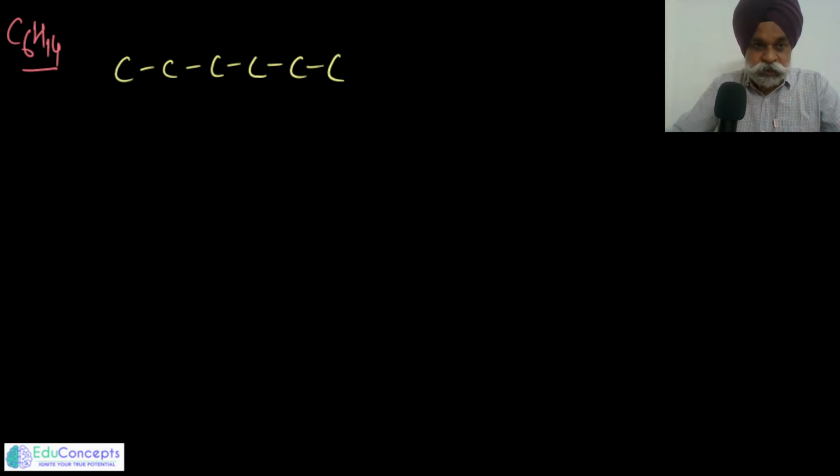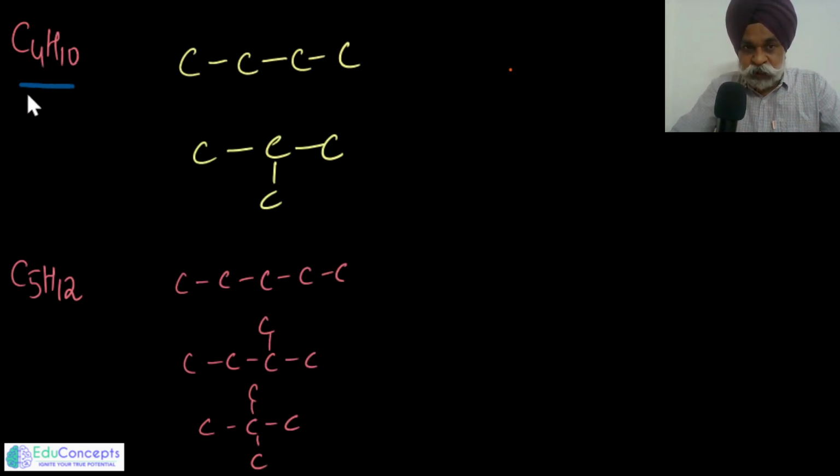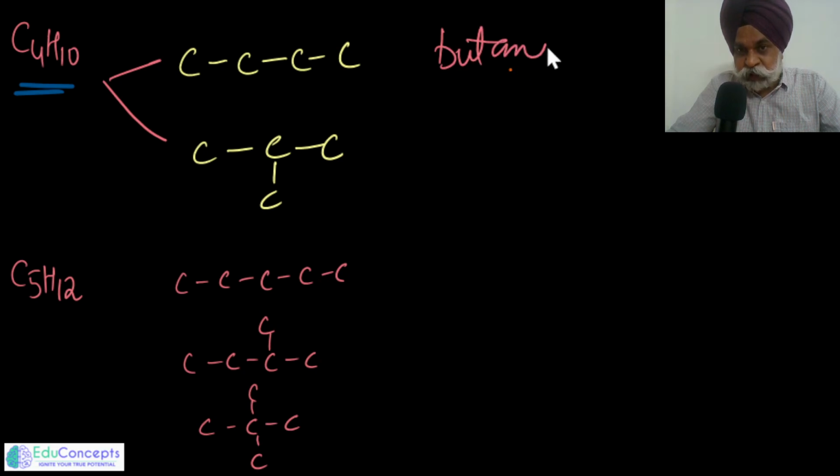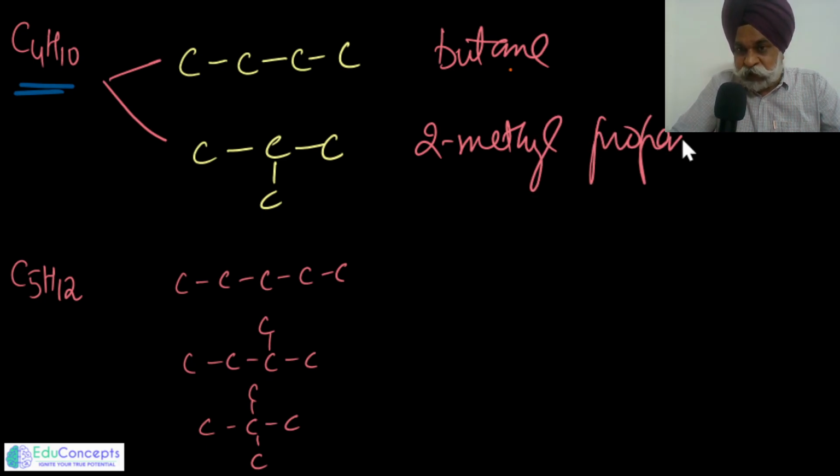As soon as you go for C4H10, it can be placed in these two forms. One is the straight chain and another one is this one. These are the 2 isomers, and they are said to be chain isomers, because this is butane and this is 2-methyl propane.